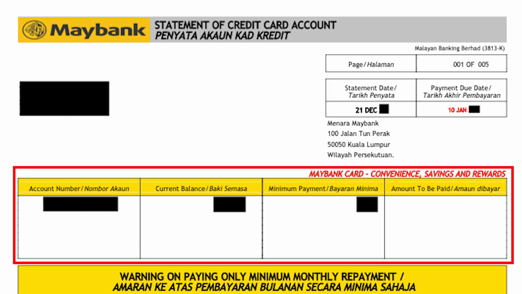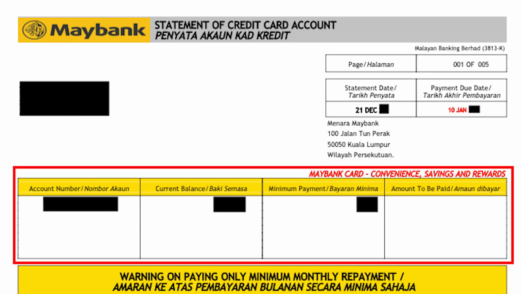Then moving on to the row below, where we have account number, current balance, minimum payment, and amount to be paid. Or nombor account, baki semasa, bayaran minima, and amount dibayar. So the account number is the same number as your credit card number as you see on your card here. Then you have your current balance.